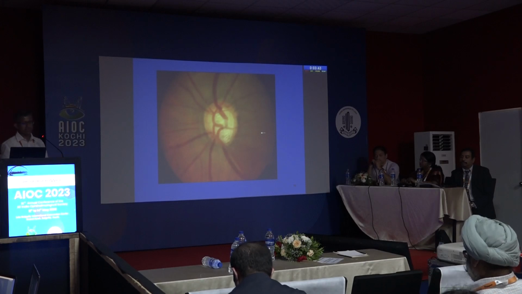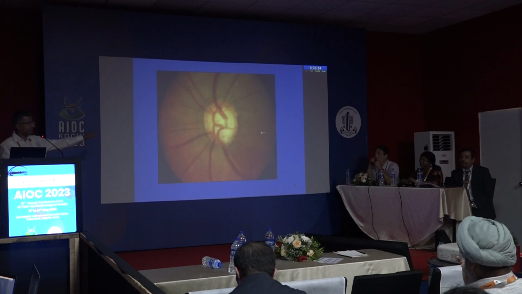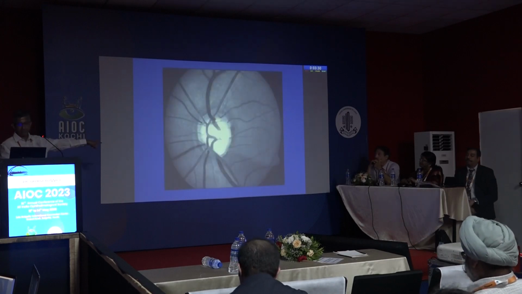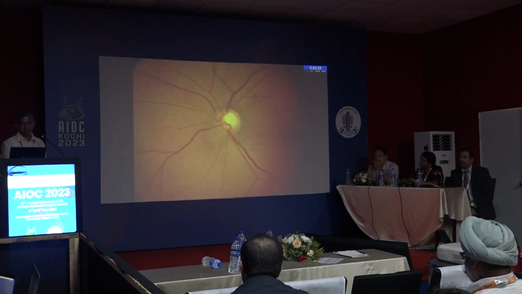So what do you think about this disc? Glaucoma, not glaucoma? Show of hands. All those who think it's glaucoma? Okay, you are all right. Why? Because there's inferior thinning, and there's an inferior nerve fiber layer defect, better visible on this.